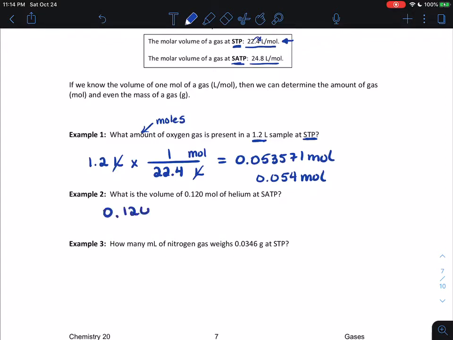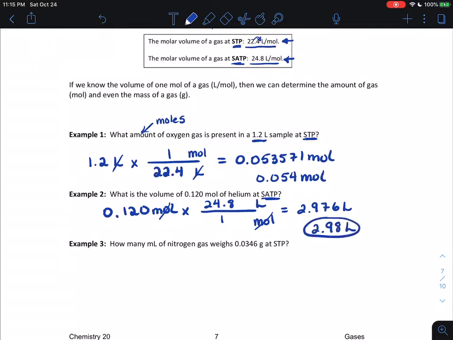Example 2 says, what is the volume of 0.120 moles of helium at SATP? So again, start with the number that the question gives you, always. Set up your ratio, moles at the bottom, liters at the top. This time it's SATP, so I'm going to use 24.8. Remember that the number goes with the first unit. My moles cancel out, and this turns out to be 2.976 liters. So again, rounded to the correct number of significant digits, 2.98 liters.